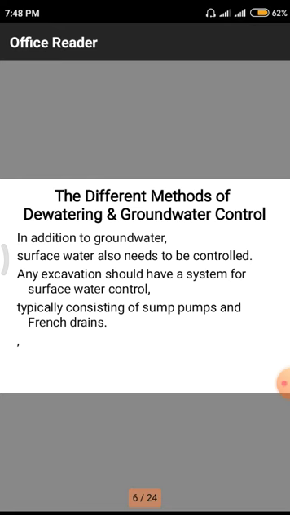The different methods for dewatering and groundwater control are as follows. In addition to the groundwater, surface water also needs to be controlled. Groundwater means whatever water is present below the ground surface; we call that groundwater. And what is surface water? In some areas, due to rain falling and a huge scarcity of canal-based systems, all the water which flows on the ground itself, we call that surface water.